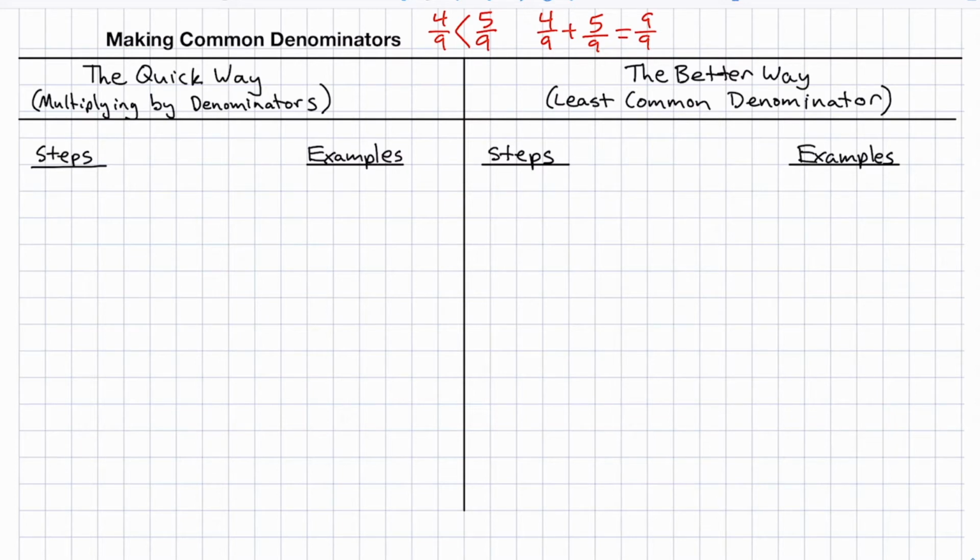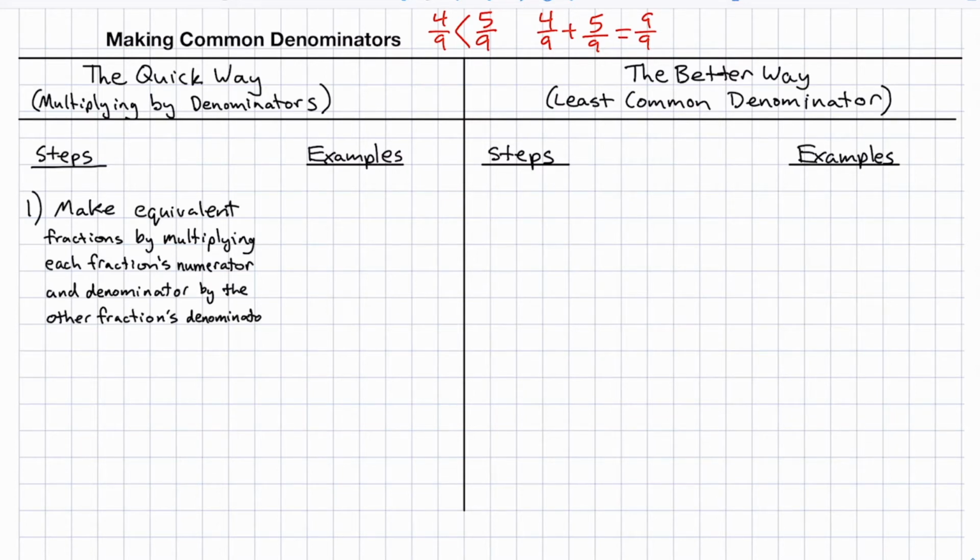So then let's look at a couple ways that you could make them. So our first example right here, we'll call this the quick way. This is usually the first way people learn how to do it. And the steps, there's kind of just one main step. We're going to make equivalent fractions by multiplying each fraction's numerator and denominator by the other fraction's denominator.